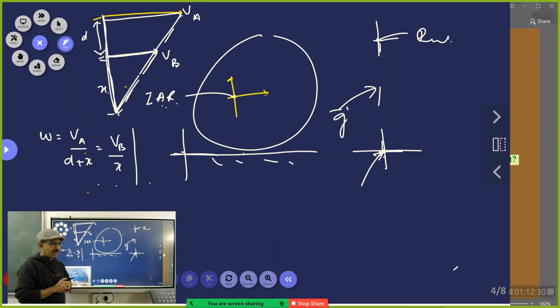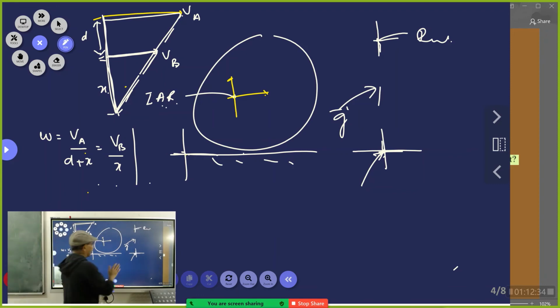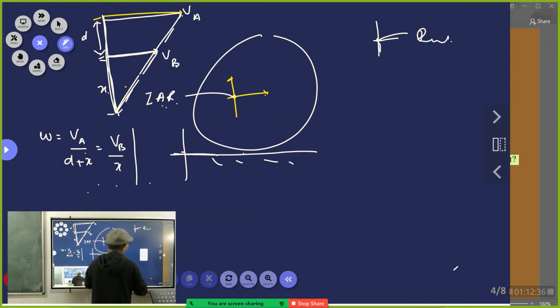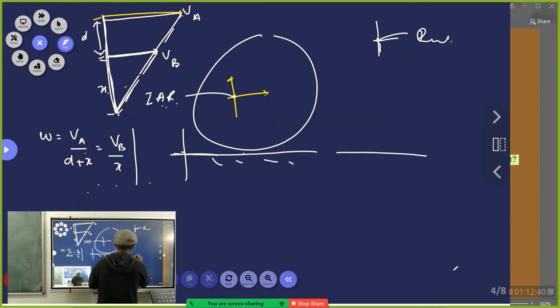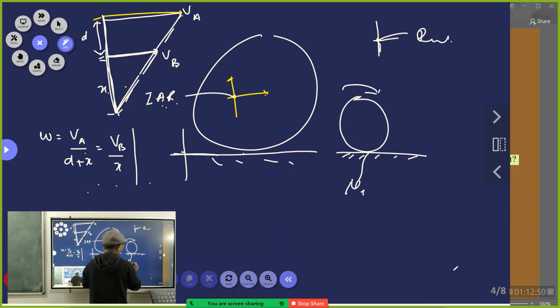Okay? Fine. Now I will give you one more situation. Now try and see. Supposing this body is rolling. You know rolling now? I think I already told you it is rolling, and there is mu s here. It is rolling.